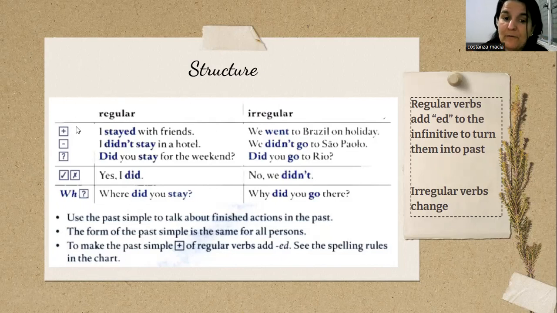Let's see the structure. For affirmative, I stayed with my friends. We went to Brazil on holidays. We use the person and the verb in past.